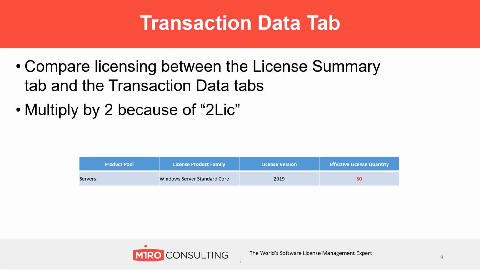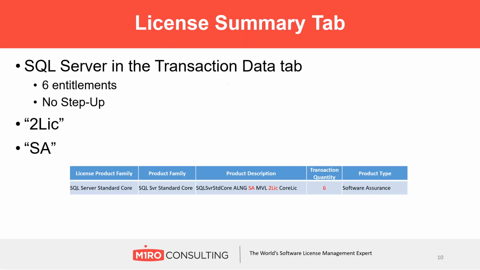Now let's return to the transaction data slide. Okay. Now we're focused on the SQL Server Edition. When that same enterprise agreement was renewed, there were 6 entitlements for which the software assurance was part of the renewal. We see SA in red listed under the product description. There was no step-up performed for any of these licenses. I guess you'll just have to take my word for that.